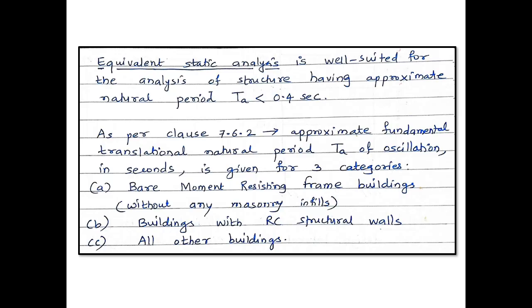Now this equivalent static analysis is well suited for the analysis of structures having approximate natural period Ta less than 0.4 second. Now if we refer to IS code clause 7.6.2, it is given that the approximate fundamental translational natural period Ta of oscillation in seconds is given for three categories. That is A, bare moment resisting frame buildings without any masonry infills, that means without any walls. Then B, buildings with reinforced concrete structural walls, and category C they have made for all other buildings.